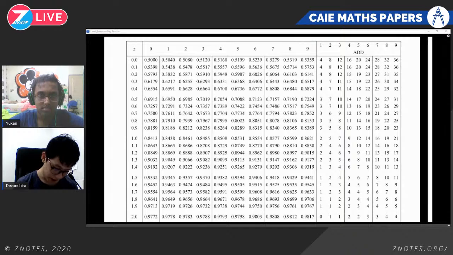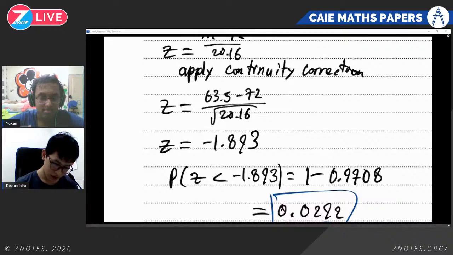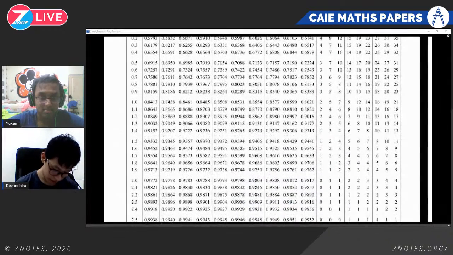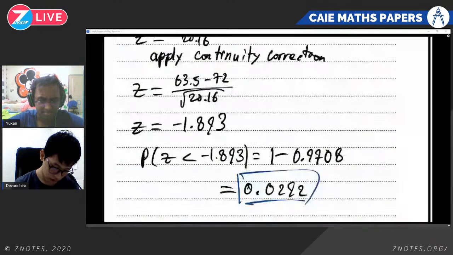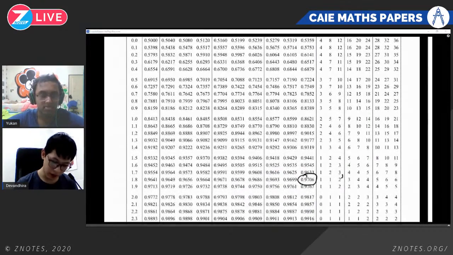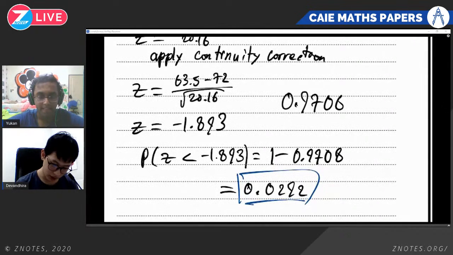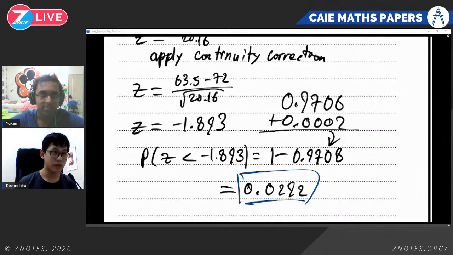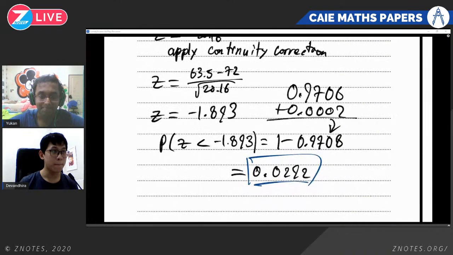So we have, what was the value before? Let me write that. We have 0.9706. But because we have the 3 there, we have to add 2 at the back too. In other words, you add 0.0002, and you'll get this.